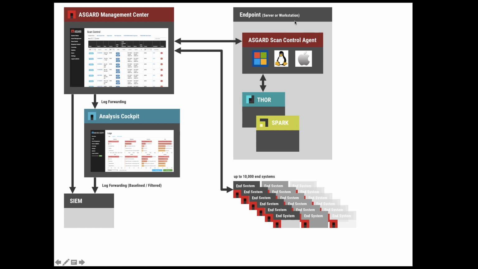Once you start a Thor or Spark scan, the log files are sent back to the ASGARD Management Center. We have configured this ASGARD Management Center to forward these logs to the Analysis Cockpit for further analysis. Another option is to configure the ASGARD Management Center to forward it to your SIEM system or to your log management system. Right now, there are basically no limits, but in most cases, we recommend using the Analysis Cockpit for setting the baseline and filtering out anomalies, and then providing high-quality events to your SIEM system.